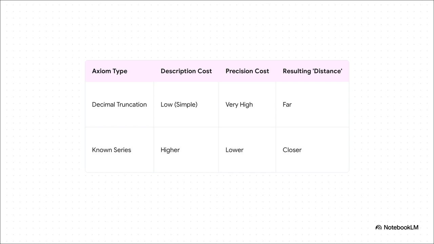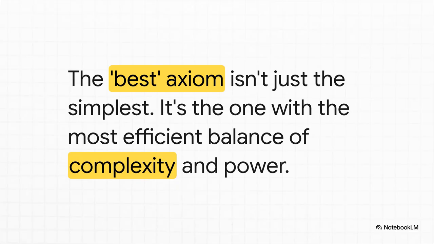But now look at something like the Leibniz formula. It's a more complex idea, so its description cost is higher. But it's way more efficient, so its precision cost is much, much lower. The result? It is informationally way closer to pi. So here's the absolutely crucial point to take away from this. This metric, this way of measuring distance, doesn't just reward the simplest idea. It rewards elegance. It rewards efficiency. The best axiom, the one that's closest to a truth, is the one that has the most efficient balance between its own complexity and its power to get you an answer.